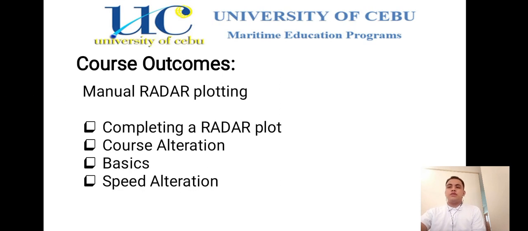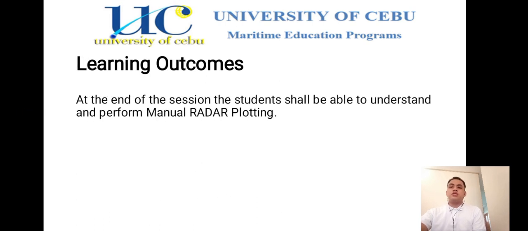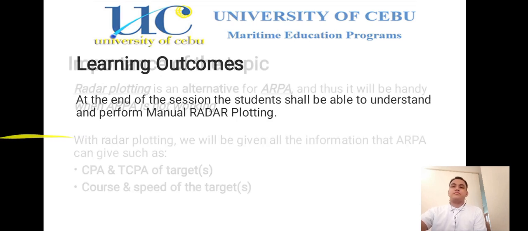So the course outcomes of this topic, manual radar plotting, are completing a radar plot, course alteration basics, and speed alteration. The learning outcomes for these topics are that at the end of the session, the students shall be able to understand and perform manual radar plotting.